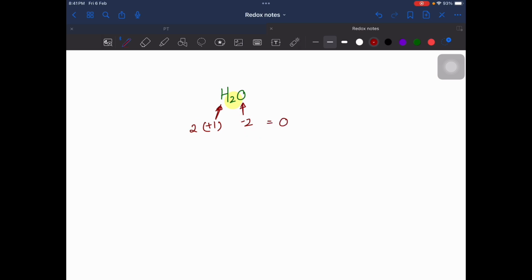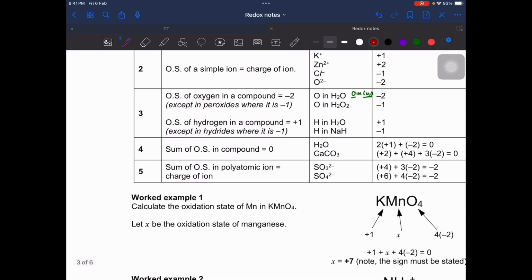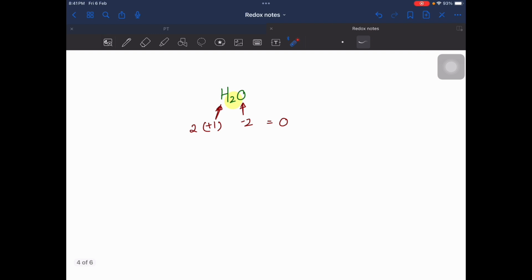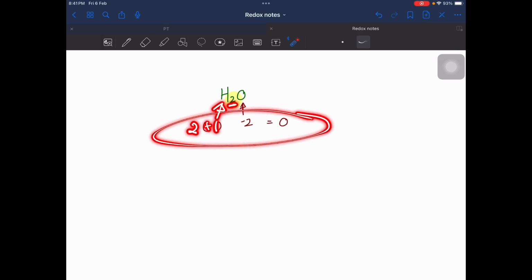Rule number 3 says that in a compound, oxygen is usually a -2, so we follow that. In a compound, hydrogen is usually +1, so we follow that. And rule number 4 says that total when they add up must be equal to 0. So look at this formula again. Oxygen, there's only one of it, it's a -2. Inside here, each of the hydrogen is a +1, right? And we multiply by 2 because there's 2 sets of them, and overall it's a 0.